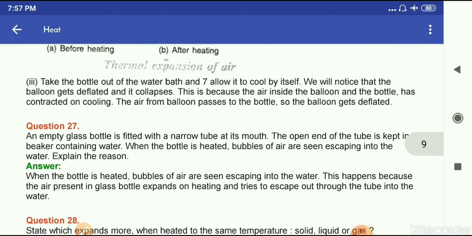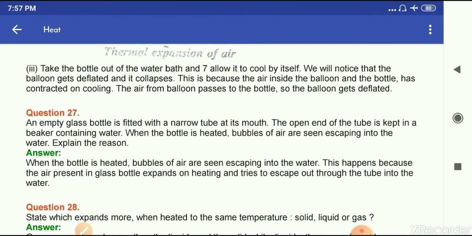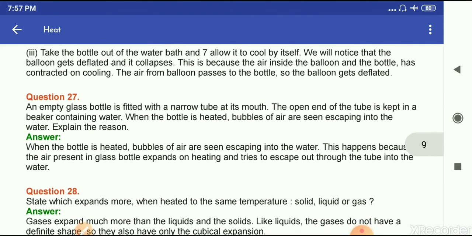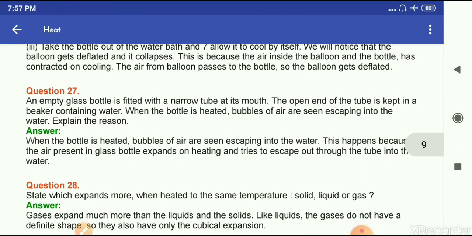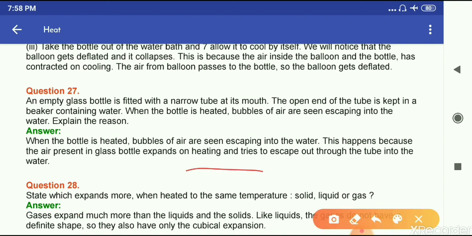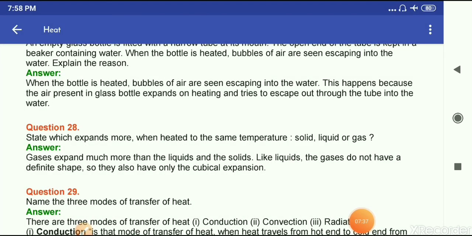Question number 27. An empty glass bottle is fitted with a narrow tube at its mouth. The open end of the tube is kept in a beaker containing water. When the bottle is heated, bubbles of air are seen escaping into the water. Explain the reason. So, when the bottle is heated, bubbles of air are seen escaping into the water. This happens because the air present in the glass bottle expands on heating and tries to escape out through the tube into the water.